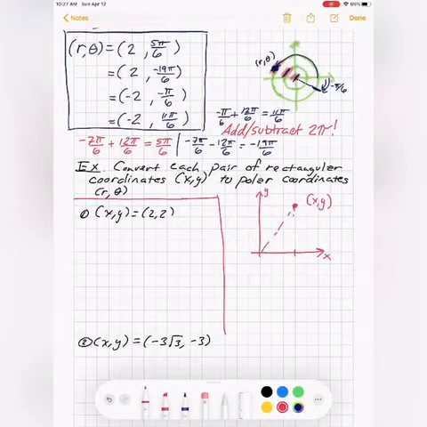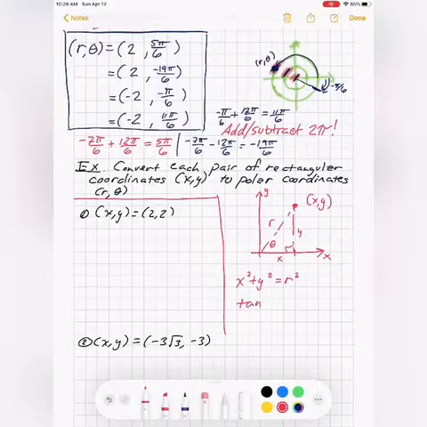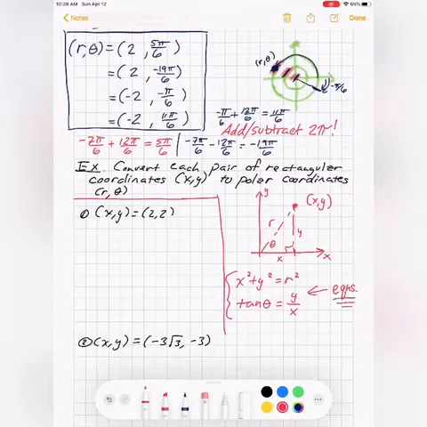Well, there's a right triangle hiding in here, isn't there? So I'm interested in, how do x and y compare with r and theta? Wouldn't it be true that x squared plus y squared is r squared? That's just the Pythagorean theorem. And wouldn't it be true that tangent of theta is y over x? That's the definition, right? So here's a little pair of equations that I could use to convert rectangular coordinates to polar coordinates.